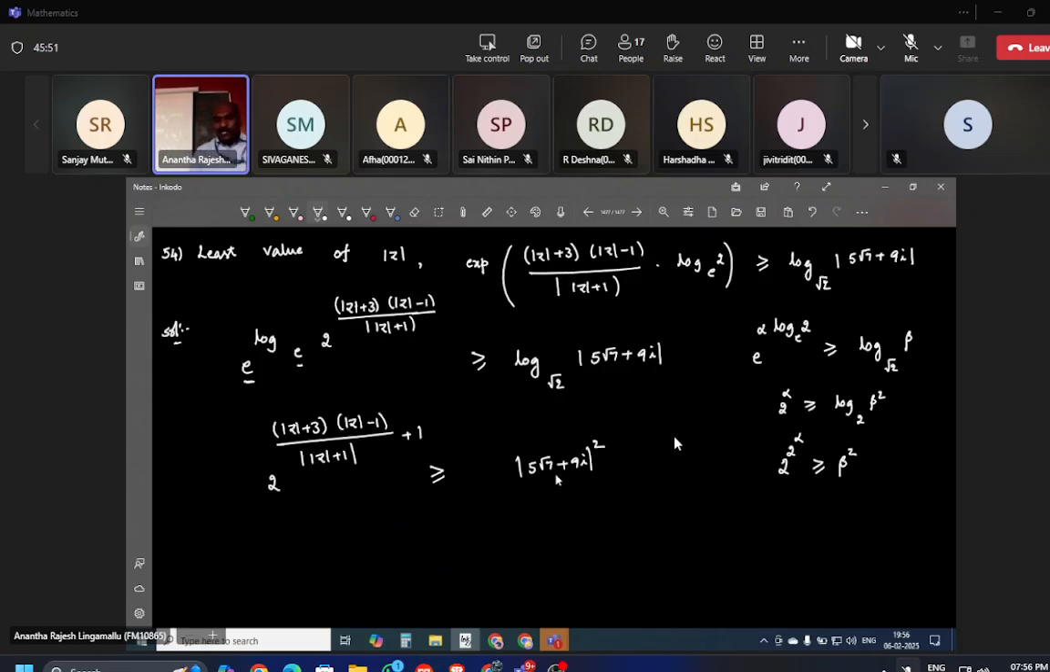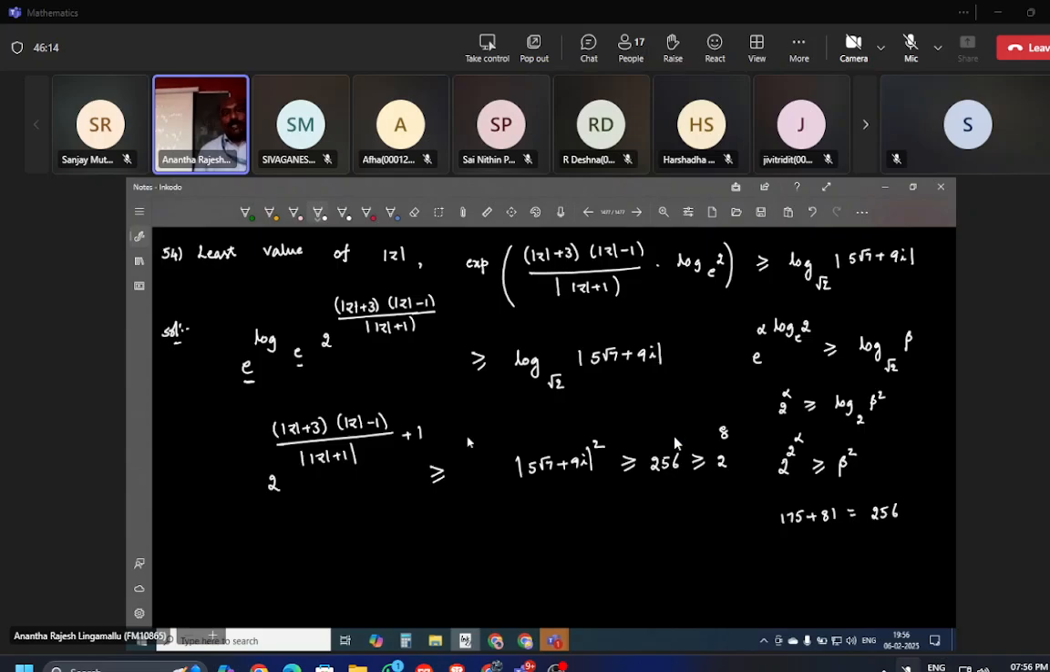Okay, what is this mod square first of all? 5 root 7 whole square: 25 into 7, 175. 175 plus 9 square, 81. How much total? 256. So this is greater than or equal to 256. Can I write this one as greater than or equal to 2 to the power 8?